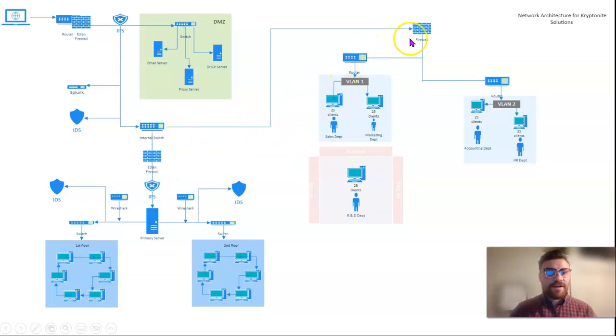And then we're going to go back up through the internal switch, and we're going to go into our firewall. And this area over here is essentially floor 3, our third floor. We're going to go through the firewall, and then we're going to have 2 routers. These routers lead to our VLANs, our virtual local area networks. Our virtual local area network 1 is for our sales department and our marketing department.